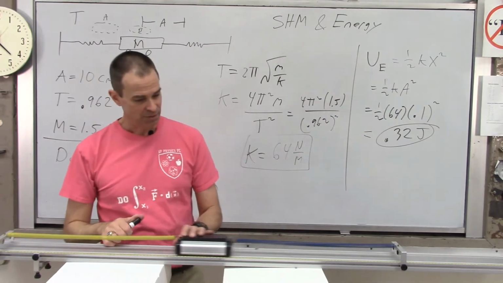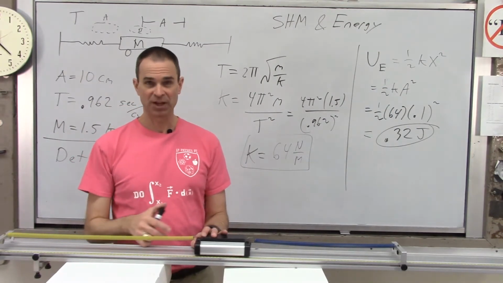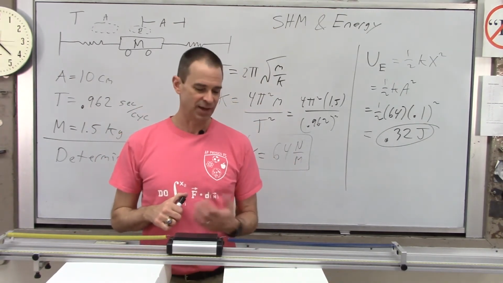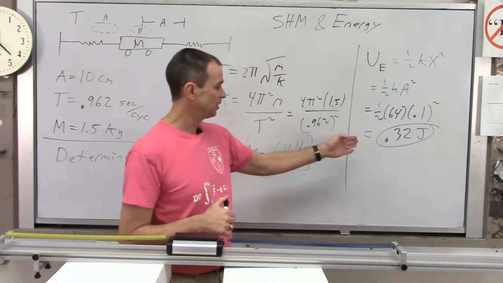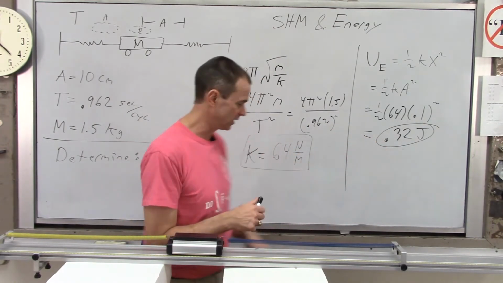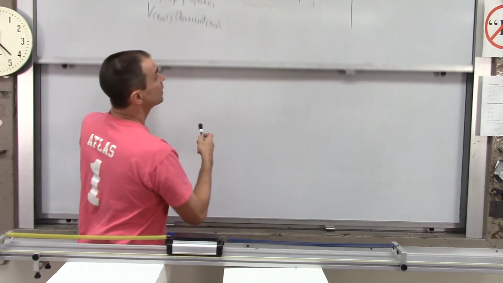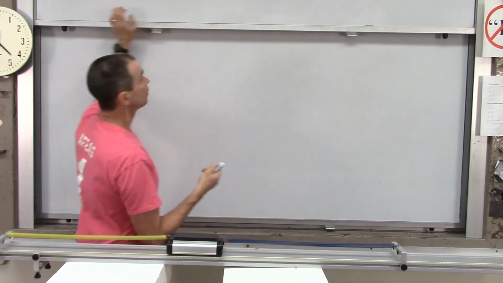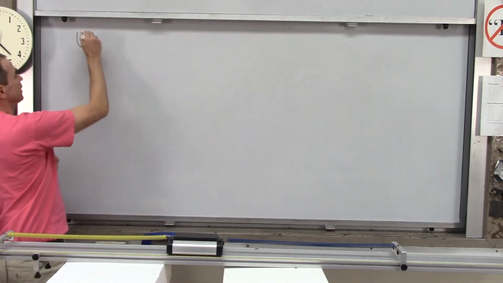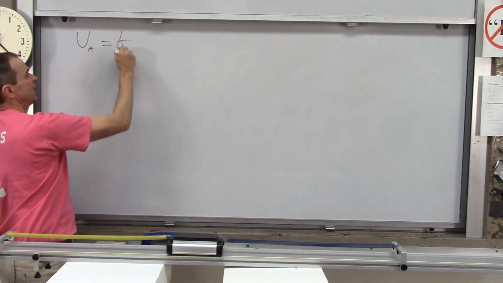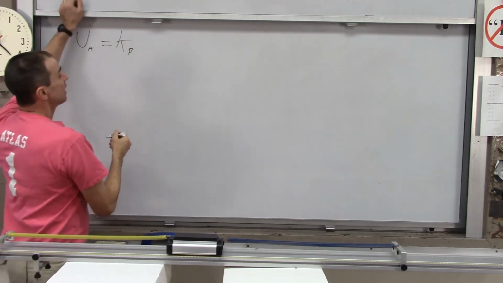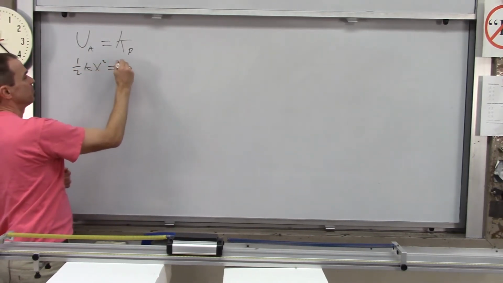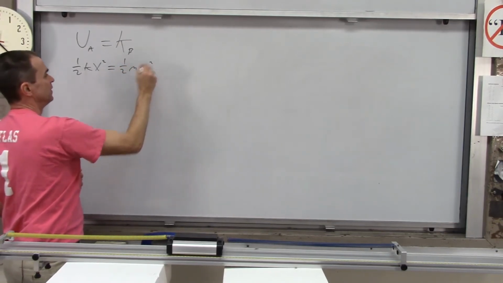So at point A, the only kind of energy the cart has is spring potential energy, and we know that number, it's 0.32 joules. When it's going through equilibrium, at that point, the only kind of energy it's got is kinetic energy. So all this potential energy turns into kinetic energy. So now what I'm going to do is derive an equation for that, and then we'll solve. So we're going to set potential energy at point A equal to kinetic energy at point B. At point A, this is 1/2 kx squared. At point B, it's 1/2 mv squared.